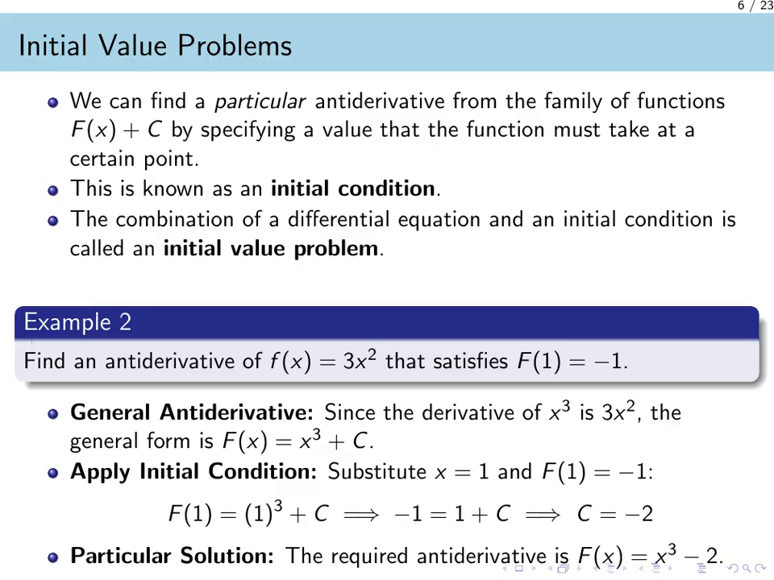For example, let us find the antiderivative of 3x squared that must equal -1 when x is 1. First, we know the general solution is x cubed plus some constant C. To find that constant, we apply the initial condition, we set 1 cubed plus C equal to -1. Solving this simple equation shows us that C must be -2. This gives us the particular solution we were looking for, which is the function x cubed minus 2. An initial condition removes the ambiguity of the constant C and gives us one unique function.